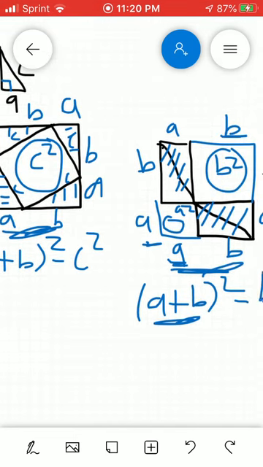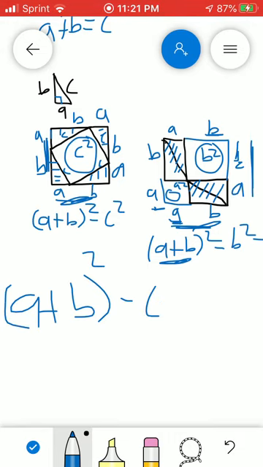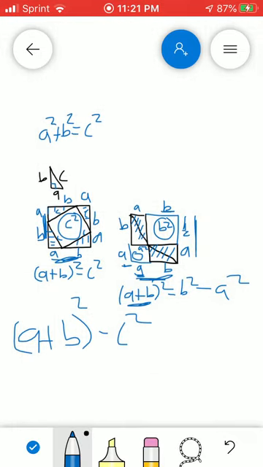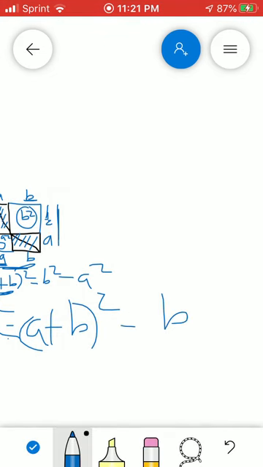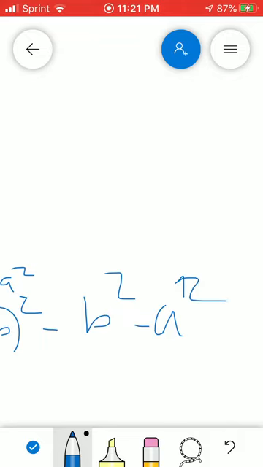So if we have two things that are the same exact area, we can set them equal to each other in an equation. So we get A plus B squared minus C squared is going to be equal to A plus B squared minus B squared minus A squared.